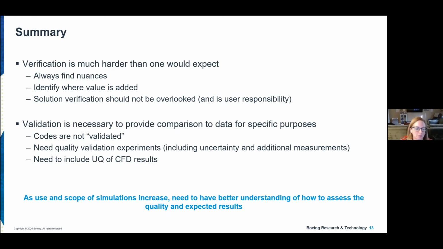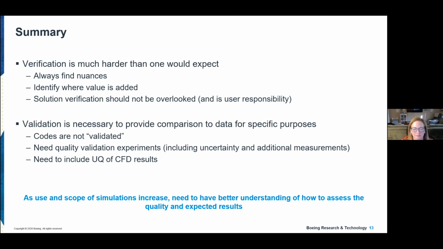What do you mean by quality validation experiments? So just that we also need to have uncertainty and all the measurements we can get? And I'd say that everything is well defined, which falls into the additional measurements.